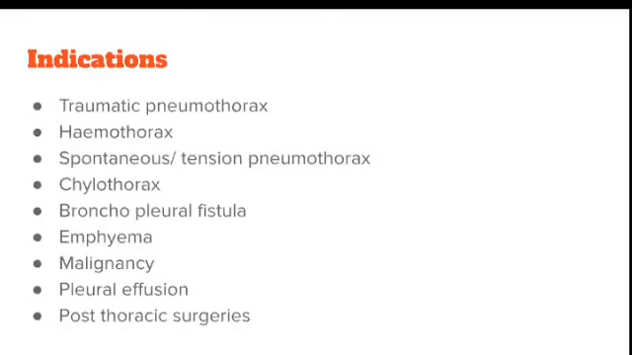Chylothorax is the accumulation of lymphatic drainage in the pleural cavity. Bronchopleural fistula: if there is any abnormal connection between the bronchus and the pleural cavity, the air from the bronchus comes into the pleural space, increasing its pressure. Emphysema and malignancies, like any cancer in the lungs or lung tissues, may also lead to pneumothorax. Pleural effusion is very common in chronic tuberculosis or in malignancy. So it is an abnormal collection of fluid.